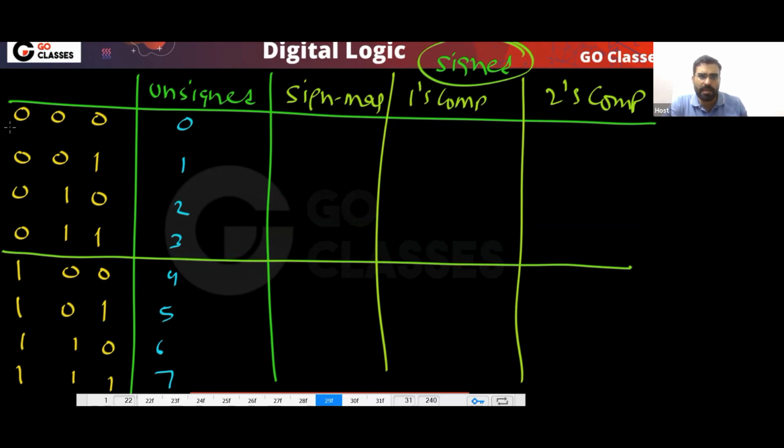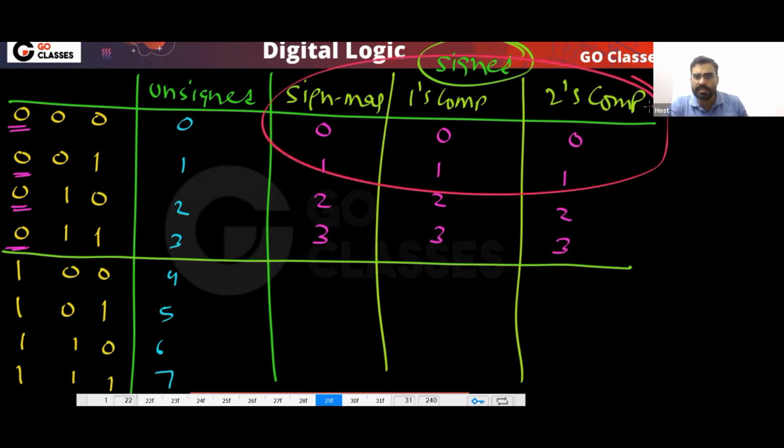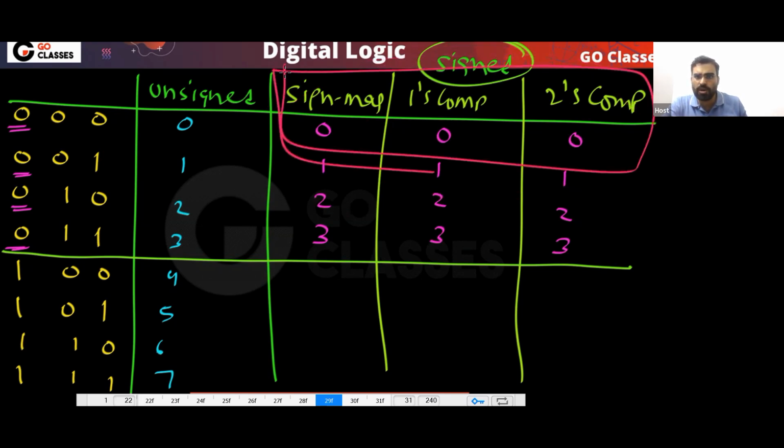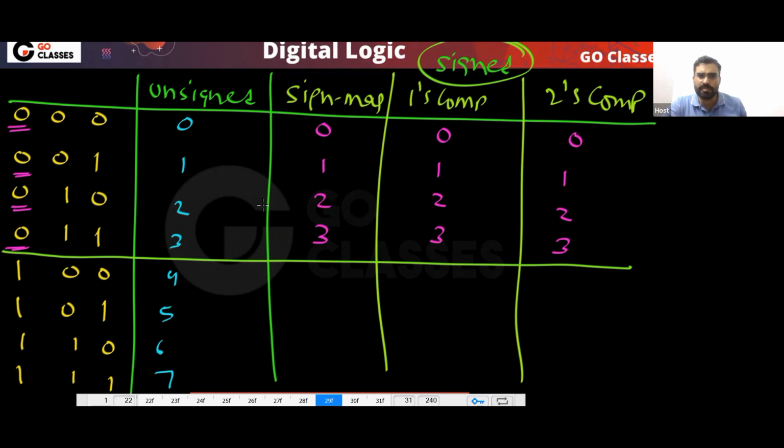Remember, this is the sign bit. So it will be 0, 1, 2, 3. There is no problem here, because you know that all these 3 systems are the same for positive numbers, or I can say non-negative numbers. Very simple. Now let's come back to these.